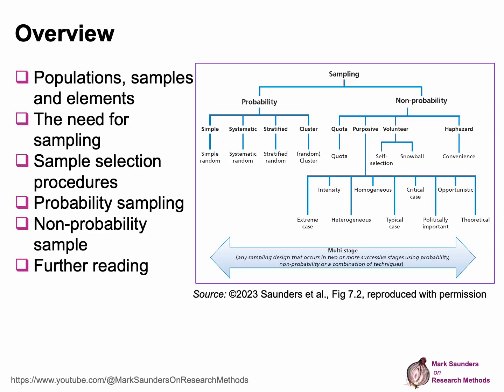In this video we're very much giving an overview of sampling, and we're going to start by looking at the terms population, sample and element, or indeed case. The next thing we're going to look at is the need for sampling, and then we're going to provide an overview of sample selection procedures, and I stress this is very much an overview and does not go into as much detail as the diagram on the right from my textbook Research Methods for Business Students. Rather, we'll be looking briefly at probability sampling, non-probability sampling, and then further reading.